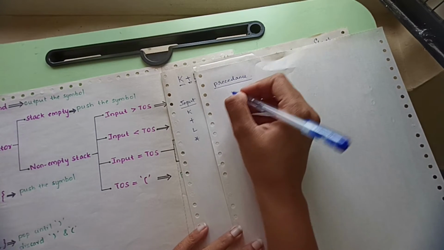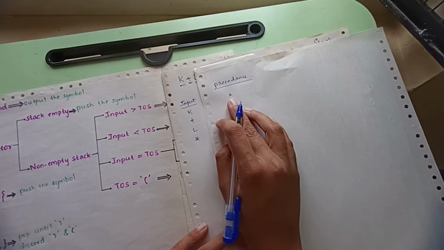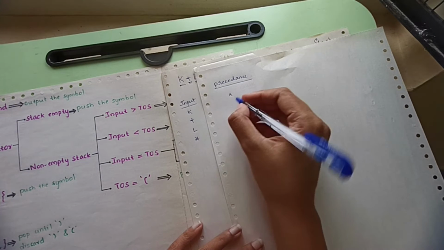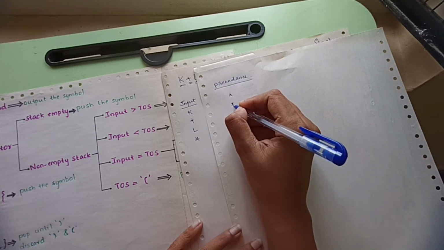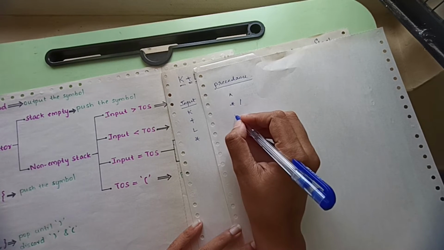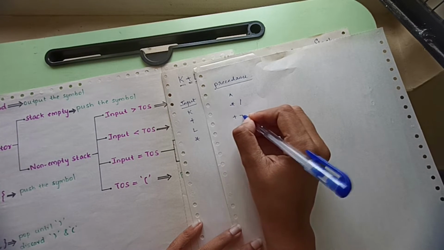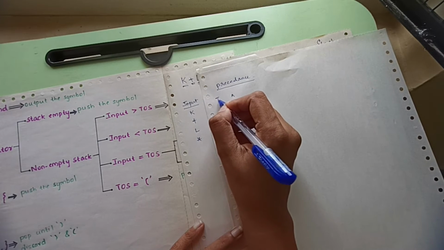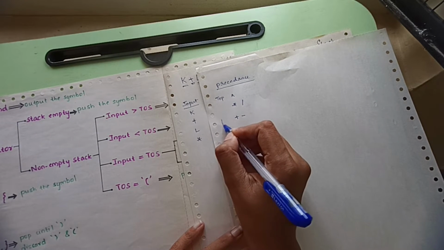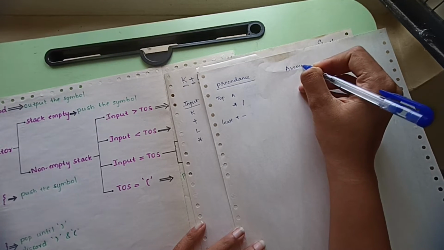The precedence comes in this order. Exponential has the highest precedence. Then come division and multiplication. Then come addition and subtraction. This is the topmost precedence and this is the least one. We'll see associativity as well.